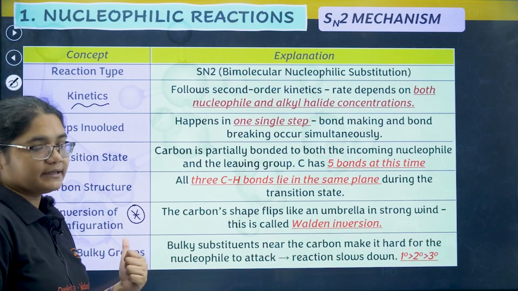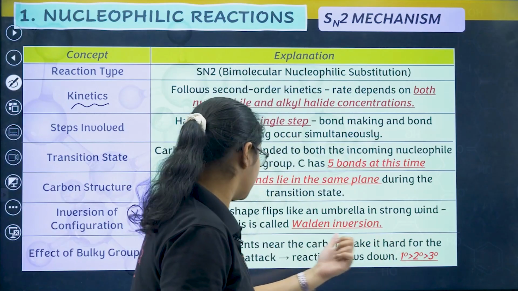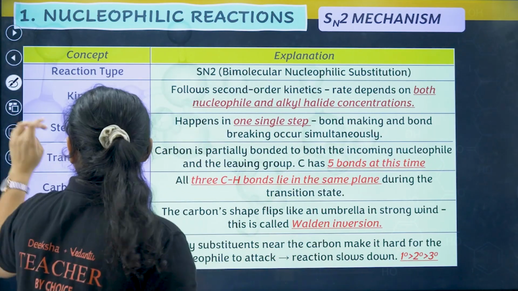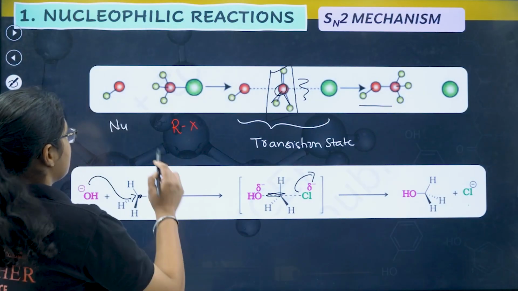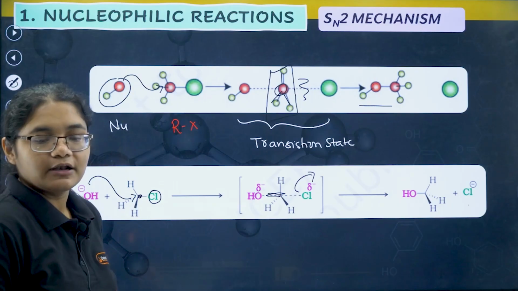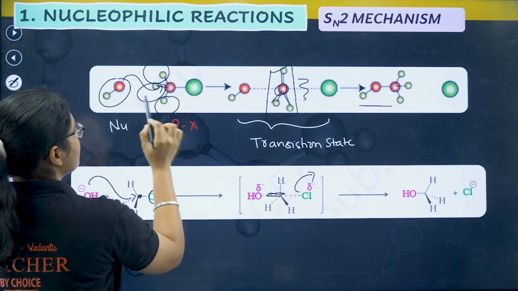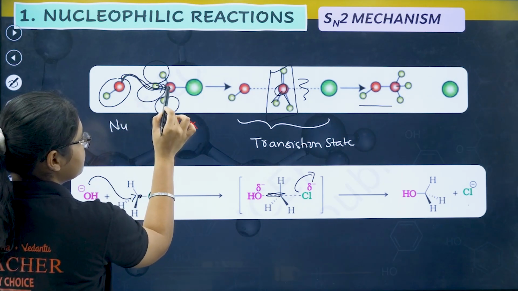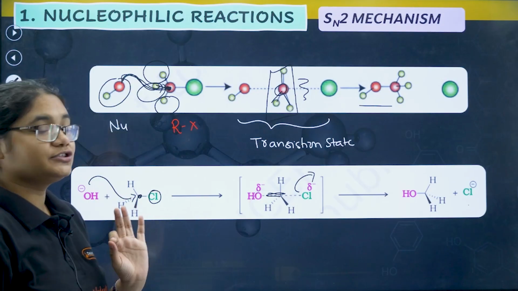Now, the effect of bulky groups. Bulky substituents near the carbon make it hard for the nucleophile to attack, so the reaction slows down. If you see the reaction mechanism, this nucleophile is going to attack this carbon, right? Now just imagine that some big groups are present. Can this nucleophile come and attack this carbon, or make friendship with this carbon? No.